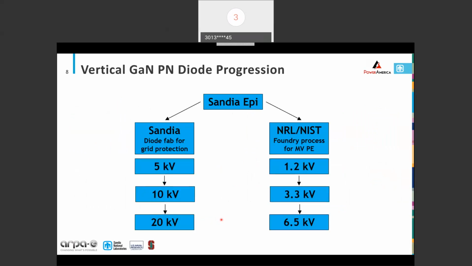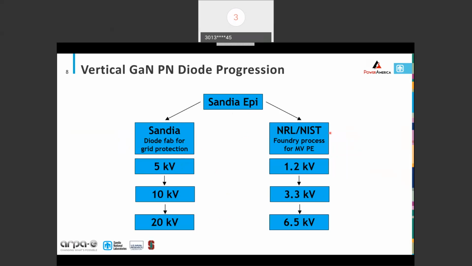In terms of what are our targets for devices, we actually have sets of metrics. This is showing breakdown voltage, but we have metrics for on resistance, leakage current, various other performance parameters. But we have it mapped out in terms of these breakdown voltage targets. So again, Sandia is doing the epi growth, and then these EMP diodes for grid protection are being fabbed at Sandia. So we have these 5, 10, and 20 kV targets. We're in this 5 kV space right now at where we are in the program.